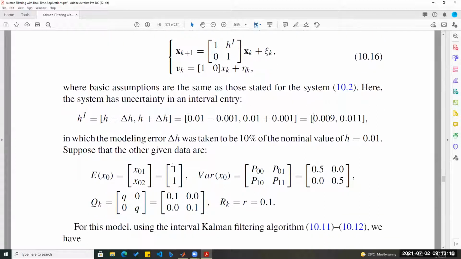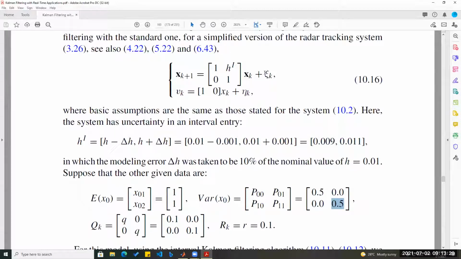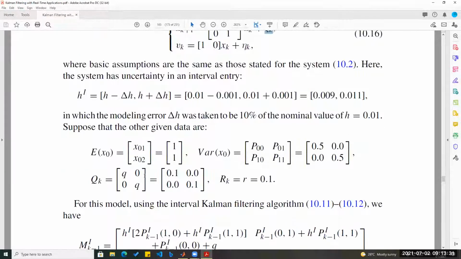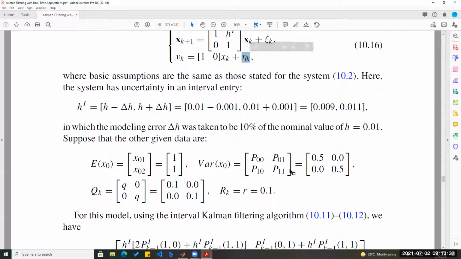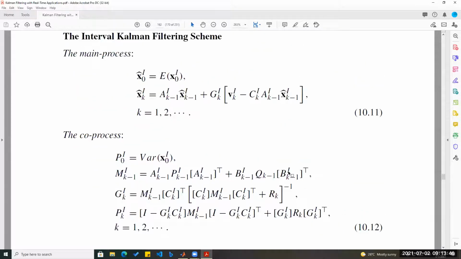Then we assume the initial state has the mean value 1, and covariance matrix 0.5. The process noise has covariance matrix 0.1, and the measurement noise has variance 0.1. And you just apply the interval Kalman filter. So that will be here.